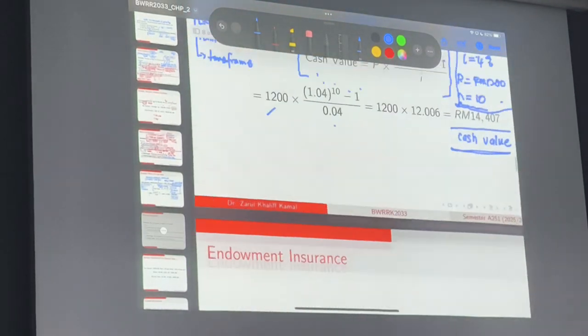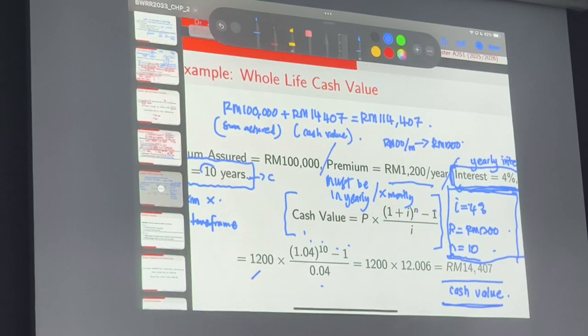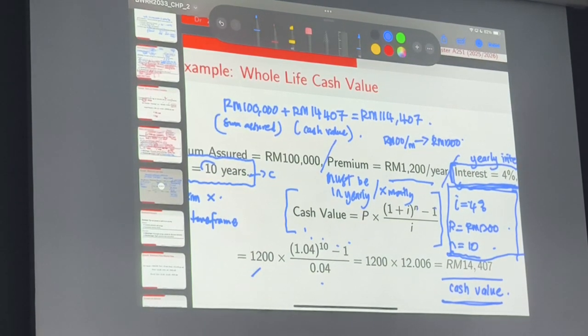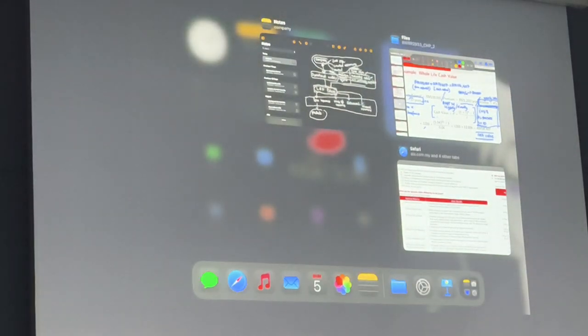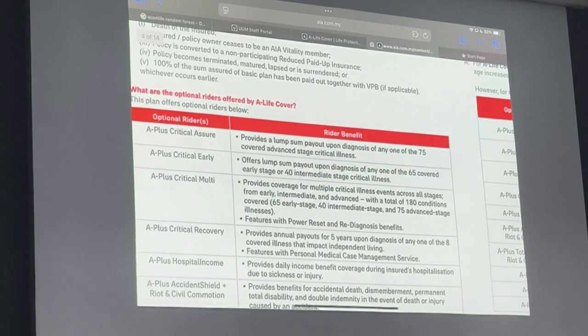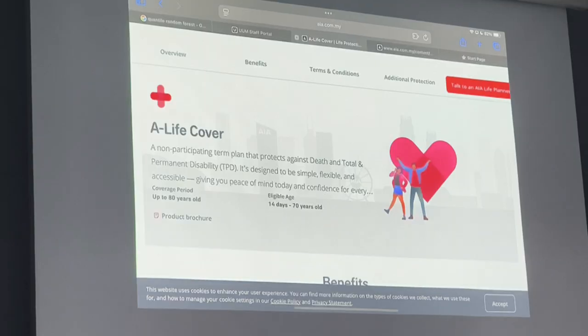Next is endowment. Okay, any questions? No questions? Yes.